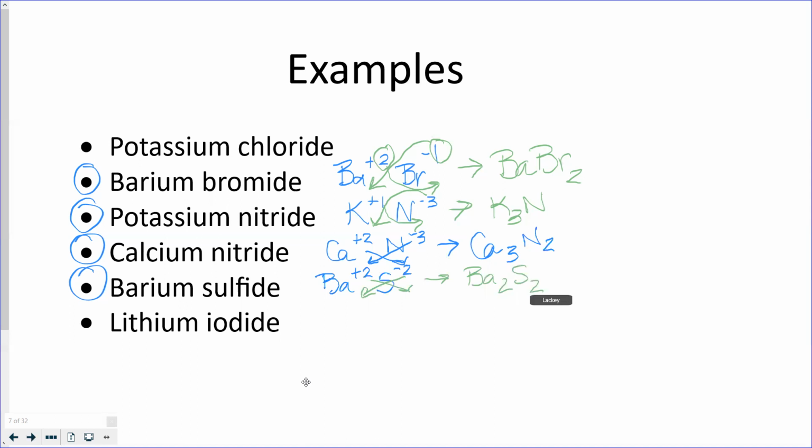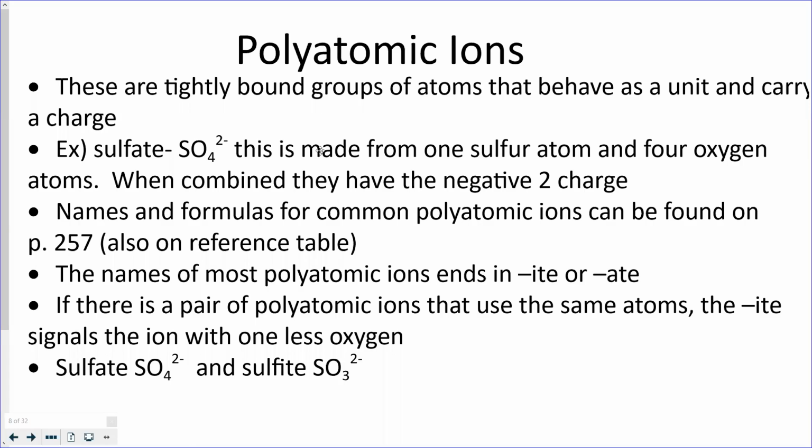Ba2S2. Notice that our subscripts, though, are both divisible by 2. So we would have to divide them by 2 to reduce it. So this would just be BaS for our overall compound.